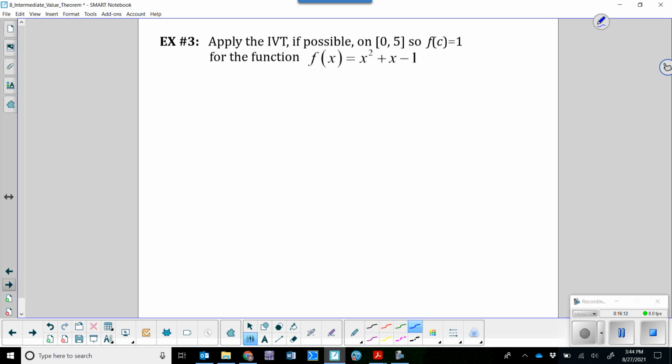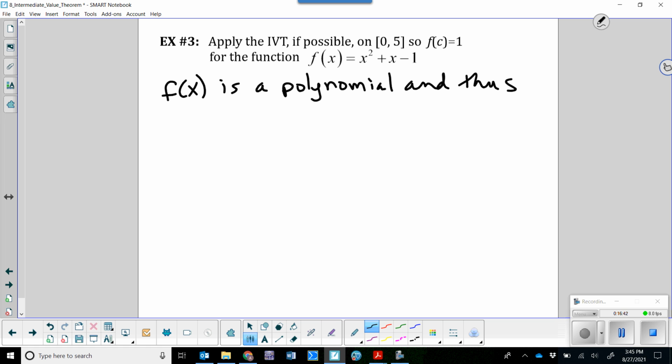All right, let's look at example 3. So this says apply the IVT, intermediate value theorem, if possible, on 0 to 5 so that f of c equals 1 for this function. Okay, so first thing you have to do in order to use the theorem is start to state whether you can. So we would say f of x is a polynomial and thus continuous over all real numbers.